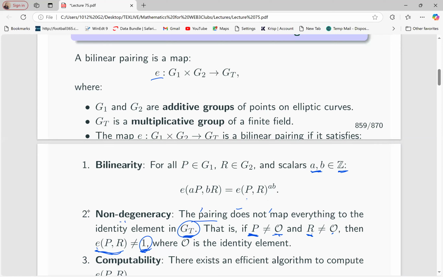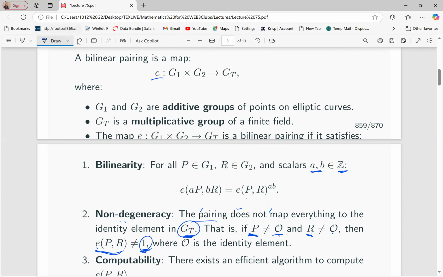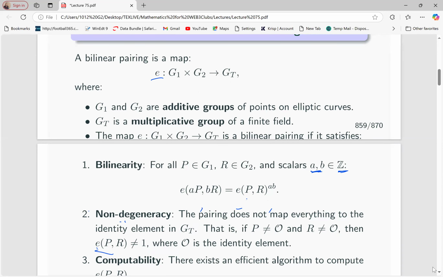So it will only map to the identity if the points in question are also identity points, points at infinity, for instance, in this case. That's what it means by non-degeneracy. So it will not map anything to the identity if the points on the left are themselves not identity elements.